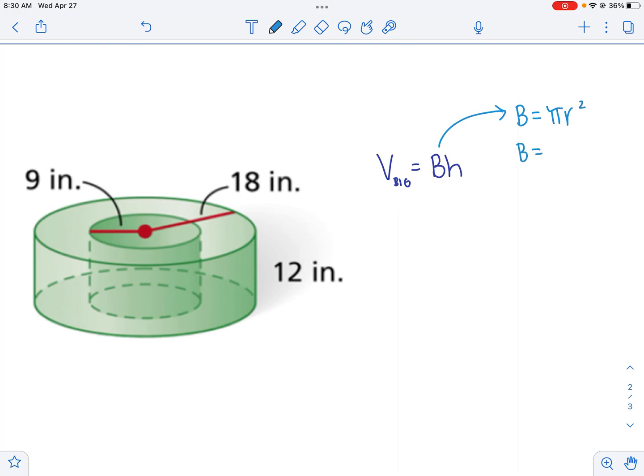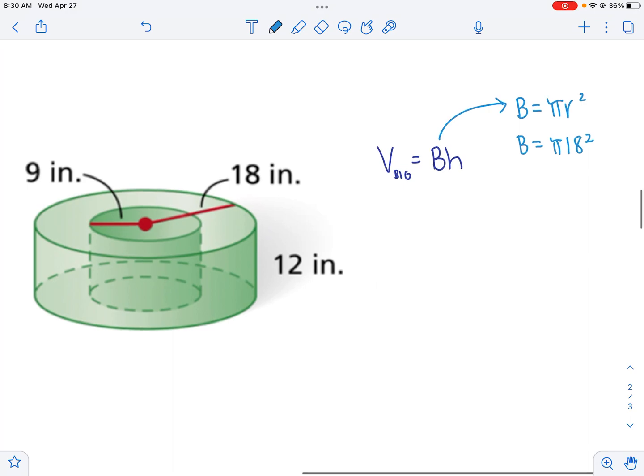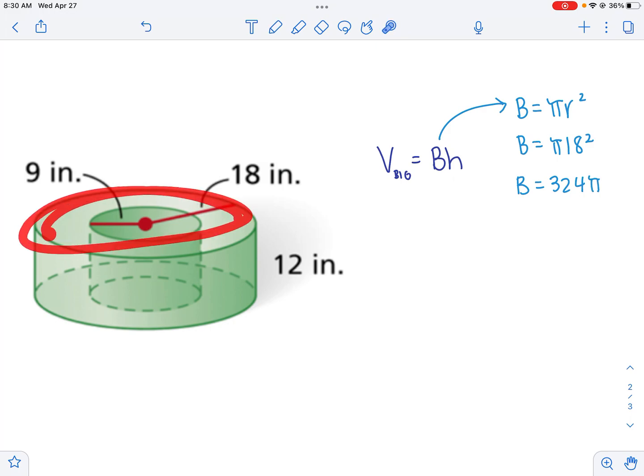So I'm going to do the big cylinder first, which has a radius. Notice the 18 is only pointing to the half, which is what I want. So I'm going to do pi times the radius, which is 18 squared. And if I leave it in terms of pi, that means I don't type pi in. So I would just type in 18 squared, which gives me 324 pi. Now that's the area of the base.